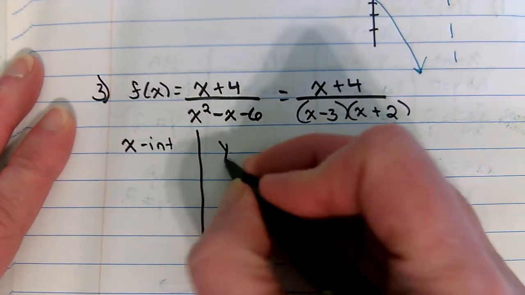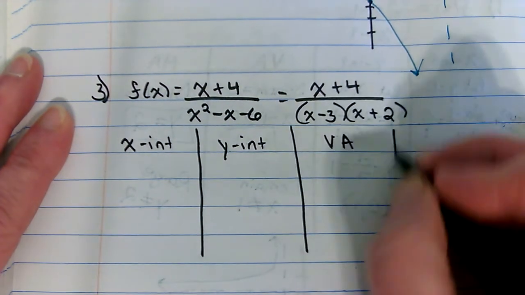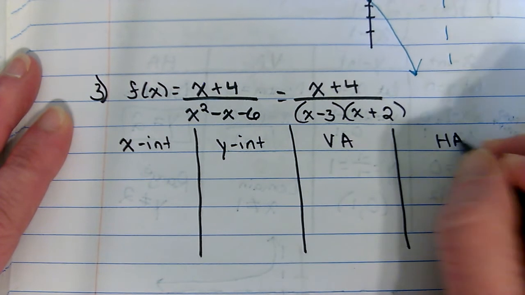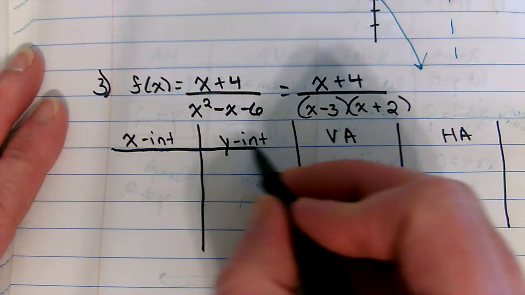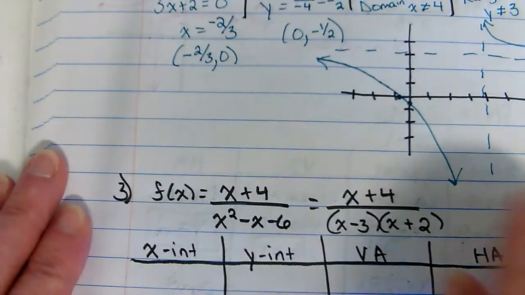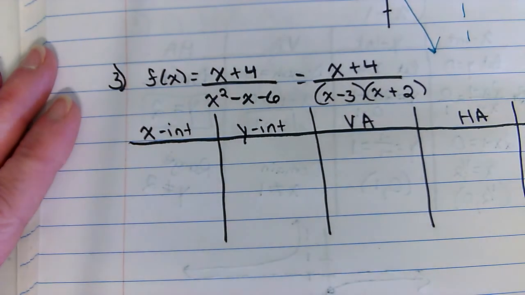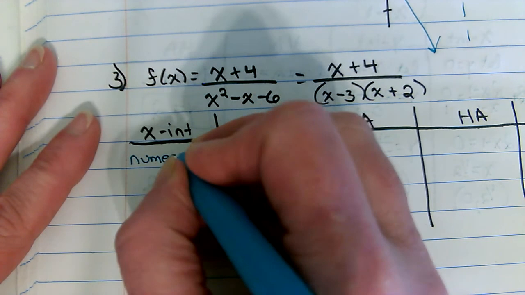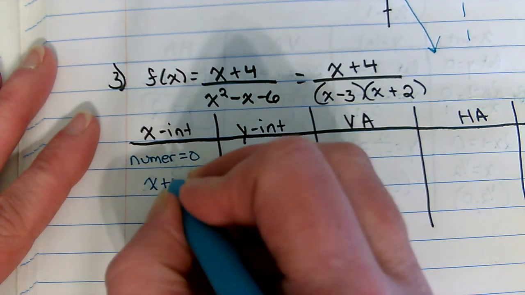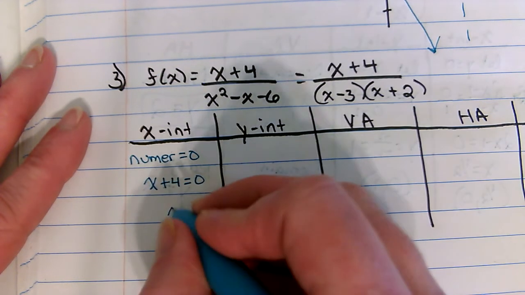X-intercept, Y-intercept, vertical asymptote, horizontal. Now, if you haven't noticed, when we do this cross-multiplying thing up here, it always ends up being that I set the numerator equal to 0. So I can take a little shortcut here and just make the numerator equal 0, because when you cross-multiply, the denominator is just going to go away anyway.